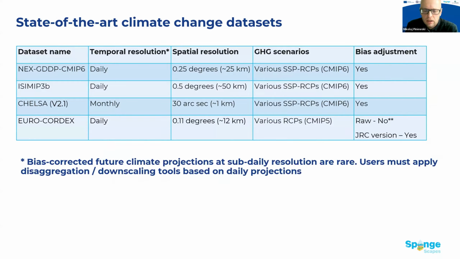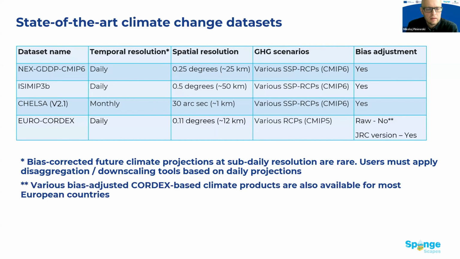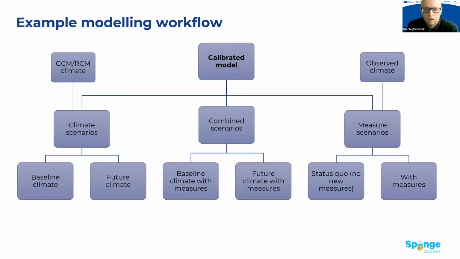It should be noted that climate projections at subdaily resolution are rare. So users of some types of models, such as event-based flood models, usually have to use some kind of approach, such as disaggregation based on daily projections, in order to produce the forcing for their models. And the second comment is that there are various bias-adjusted Cordex-based climate products available for most European countries, and very likely they are more accurate than the global or continental products listed here.